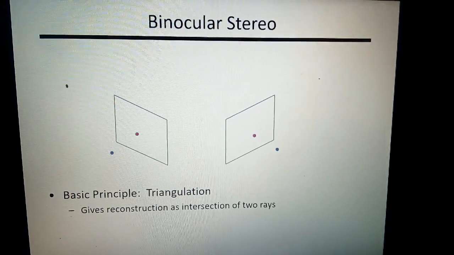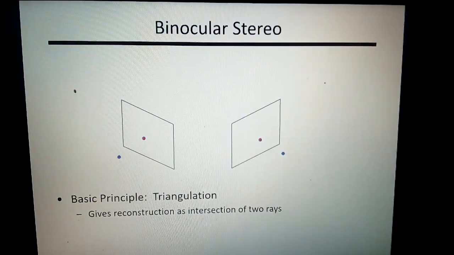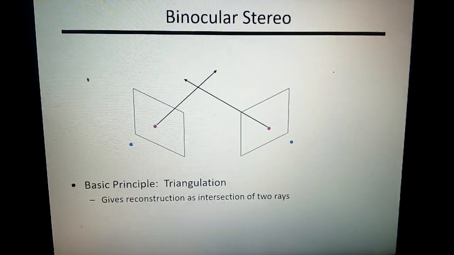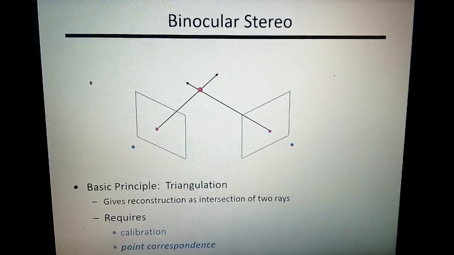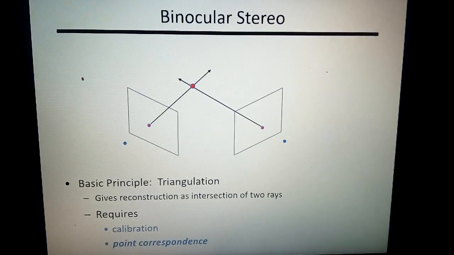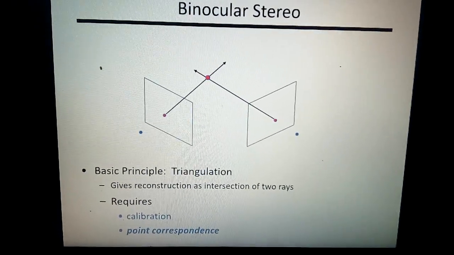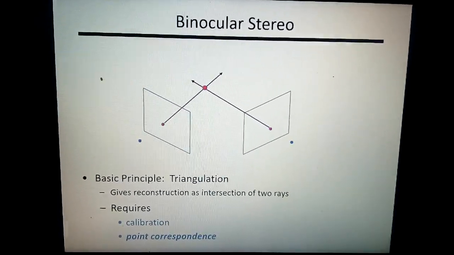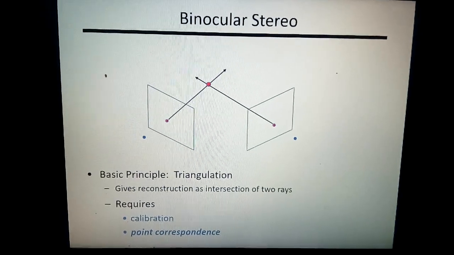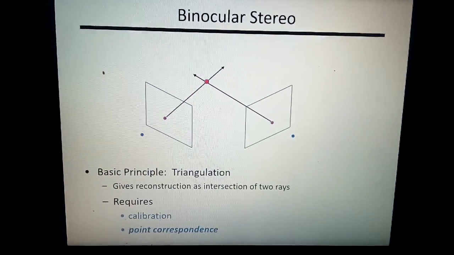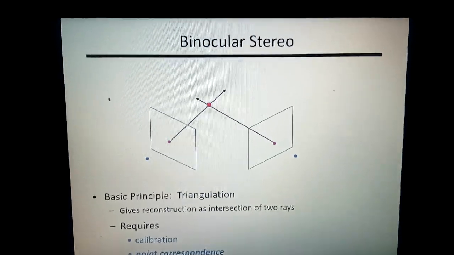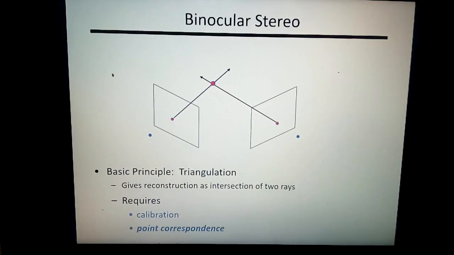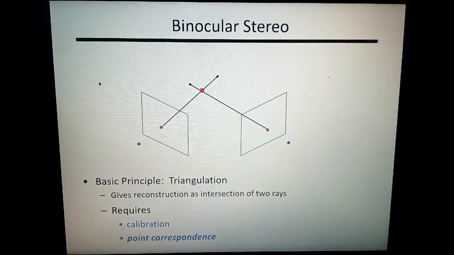So binocular stereo, how are we doing that? The basic principle is triangulation, again finding the depth from the disparity. For this we need calibration and point correspondence. What is calibration generally? When we are focusing with a camera, if in the camera this has some particular depth, and in the real world that has some particular depth, that relation between this and that length is particularly known as calibration.